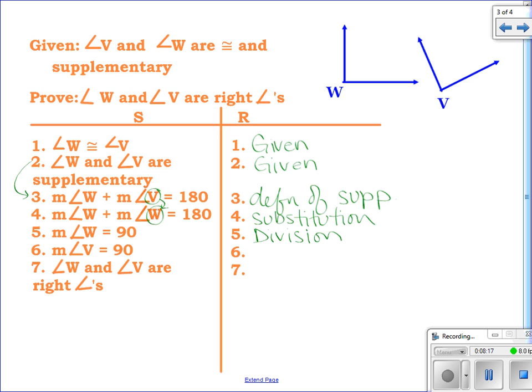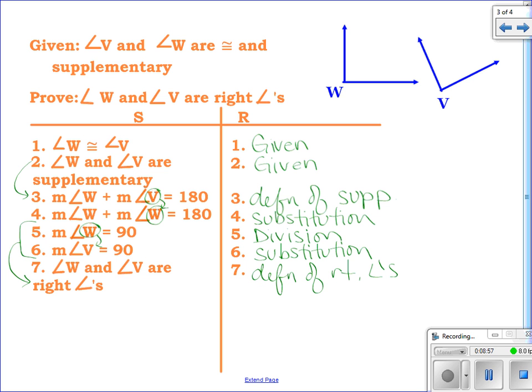Okay, what changed from 5 to 6? Substitute. Yeah. The W switched back to a V. So they substituted that in. Okay, how do we know number 7? Look previously here. Definition of right angles. Yeah, if they're equal to 90 degrees, they're right angles, correct? It's another one of those duh statements. So that's a definition of, and we're talking about right angles.